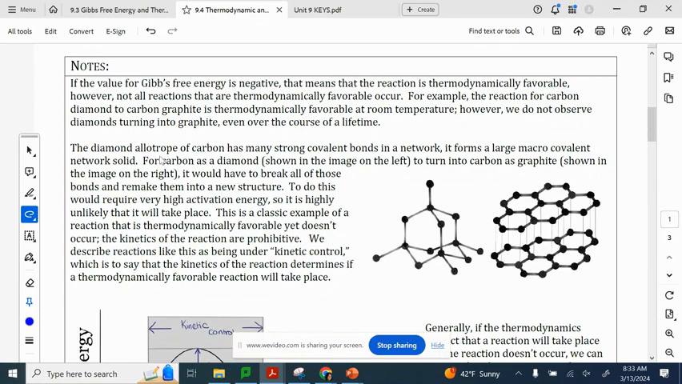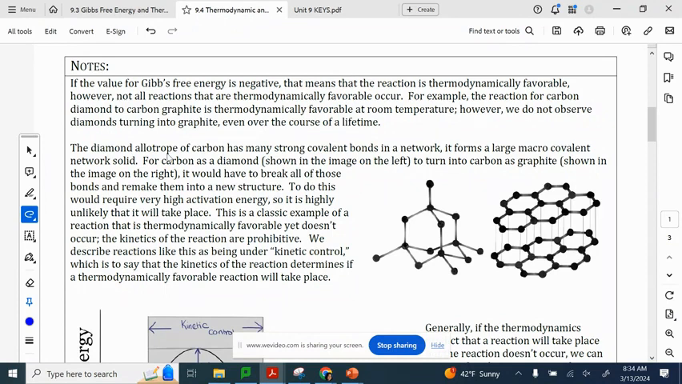The diamond allotrope of carbon. So allotrope is just another form of it. So here is what diamond looks like. This is what graphite looks like. Graphite is in these sheets. So every time you write with your pencil, you're sloughing off some of these sheets of graphite and leaving it behind on your paper. Okay.